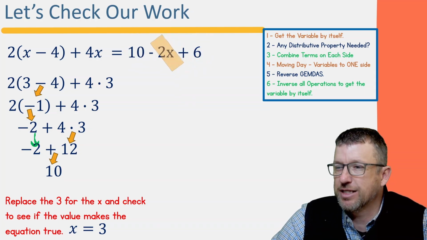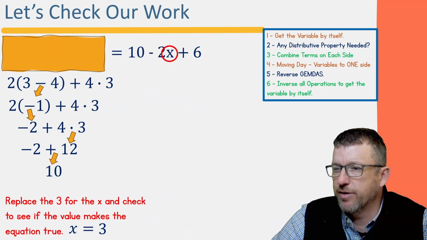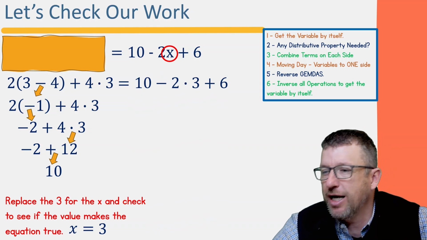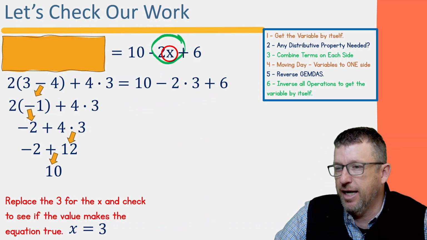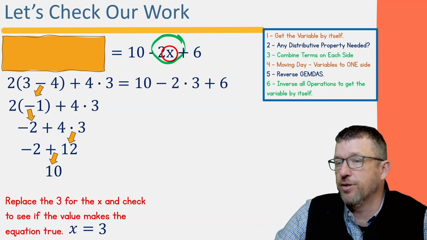And now we're going to do the same thing on the other side, okay? So let's plug in our value of x, which is 3, there, and write our new expression over. 10 minus 2 times 3, because this is times x, plus 6, okay? Now we're going to do GIMDAS. It's an expression, we're going to do it in the right order.